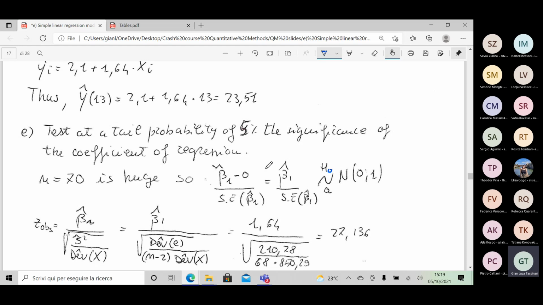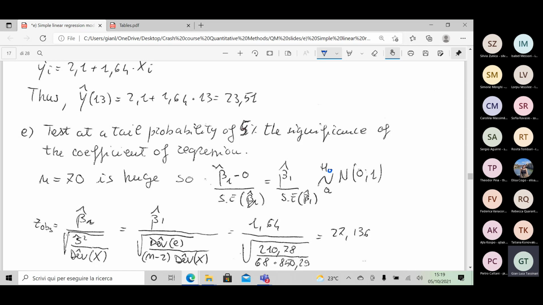Previously, we computed the observed value t obs. Now we compute theta obs, okay? The observed value of this test statistic. So we need to insert into the formula, into beta 1 hat, the estimate we got previously, which was 1.64.